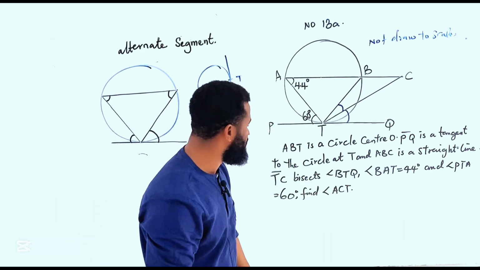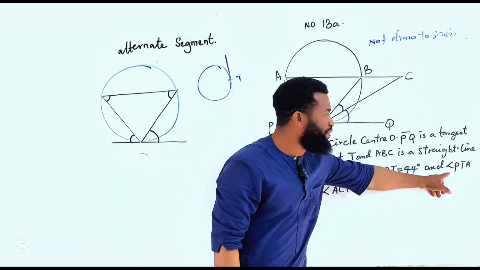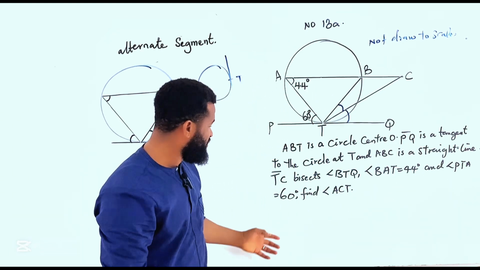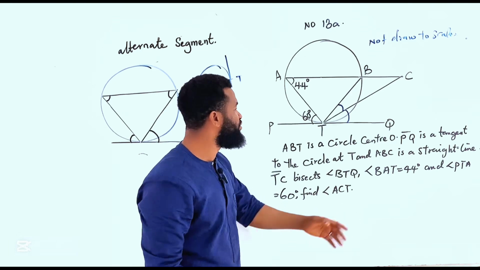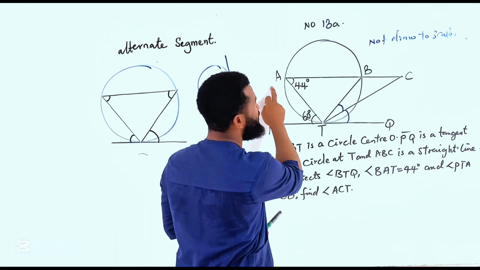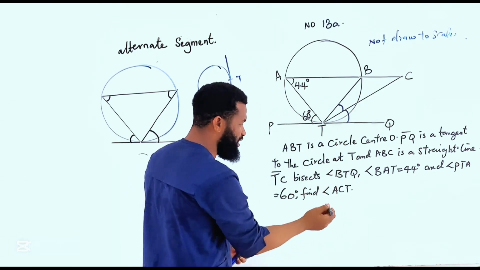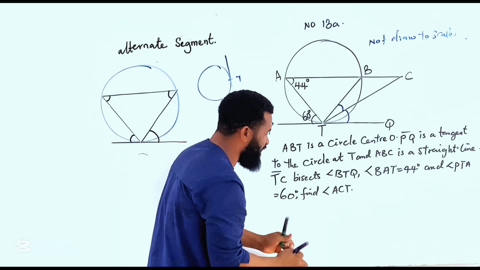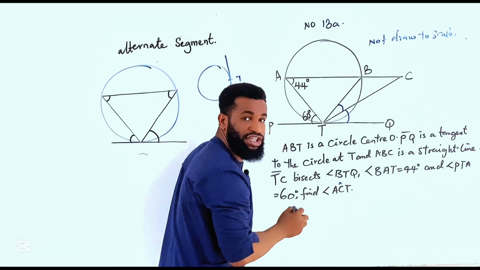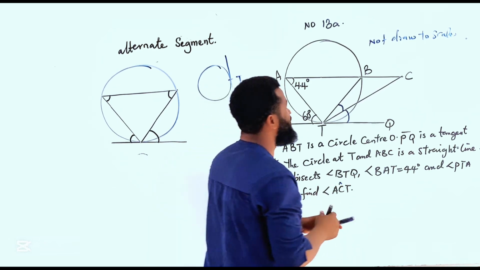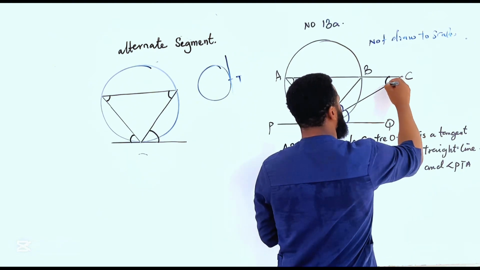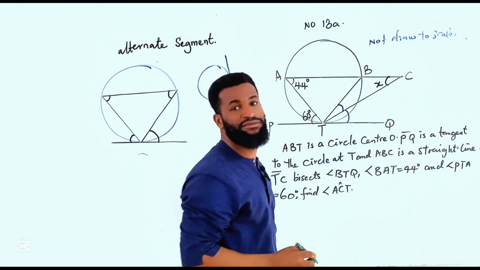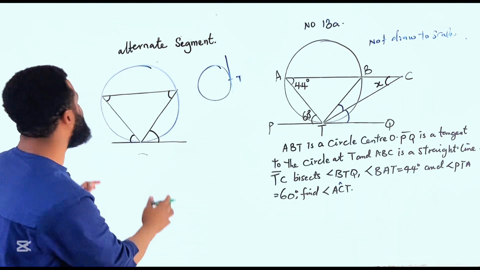Angle BAT is 44, and PTA is 60. Find ACT. So we are looking for ACT, the angle at the middle. So that angle is this one, and I'm going to call it X.